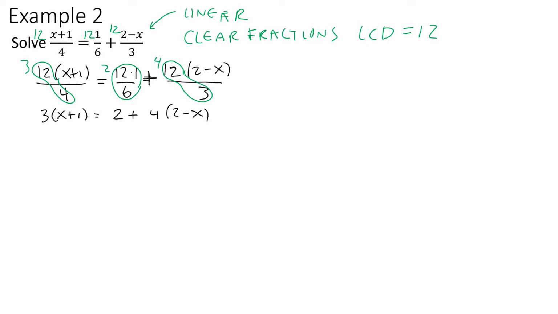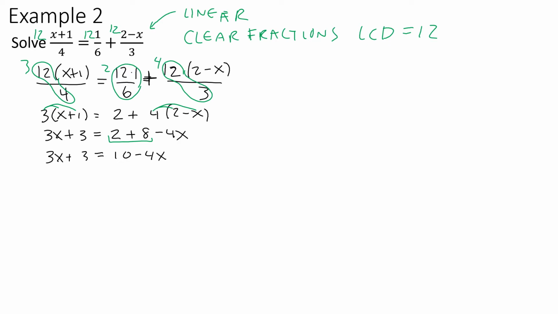So I'm now going to solve for x, so I'm going to distribute the 3 and distribute the 4. And when I do that, I will get 3x plus 3 equals 2 plus 8 minus 4x. So now I want to simplify both sides of the equation. I notice that on the right-hand side of the equation, I can combine like terms. 2 plus 8 gives me 10. So I now have 3x plus 3 equals 10 minus 4x.